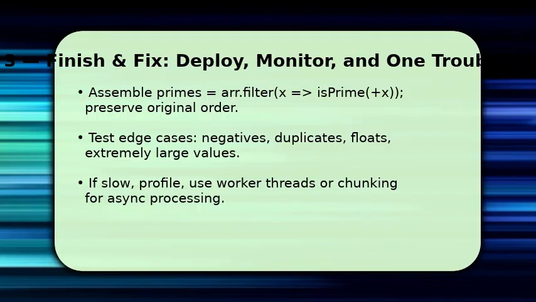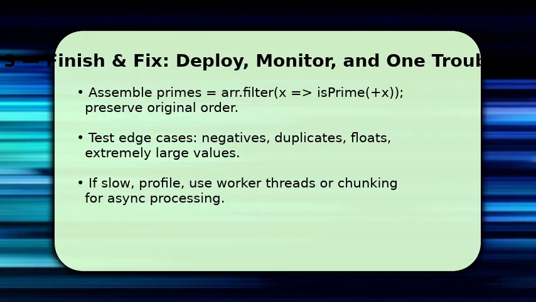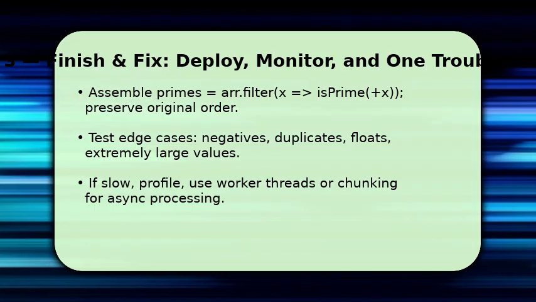For huge arrays, make the operation non-blocking: split into chunks, use setTimeout or promises, or spawn worker threads so the UI stays responsive. If you see incorrect outputs, recheck pruning of n < 2 and your divisor loop bounds. That single off-by-1 causes most failures.